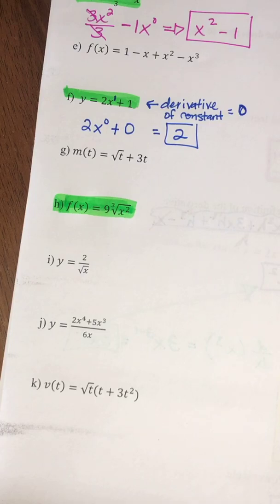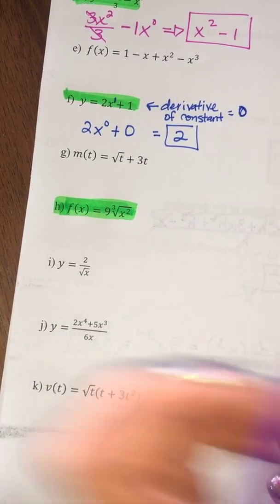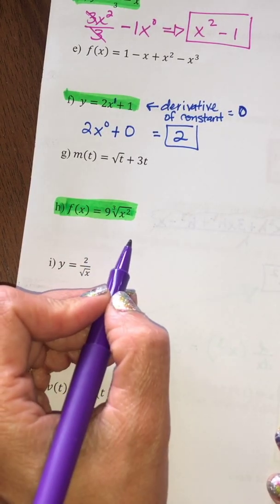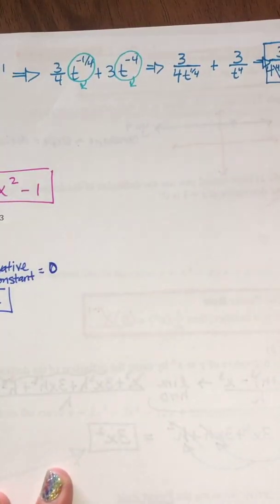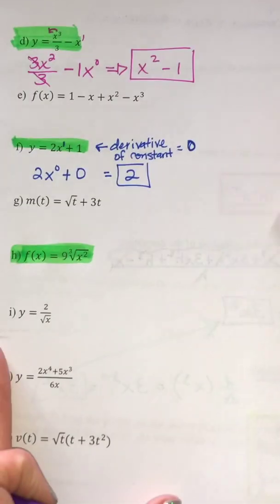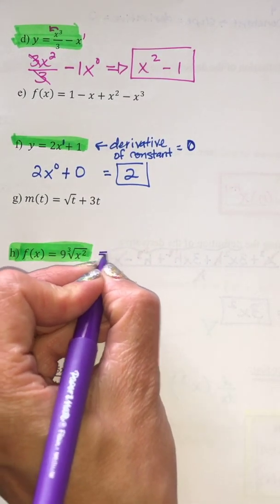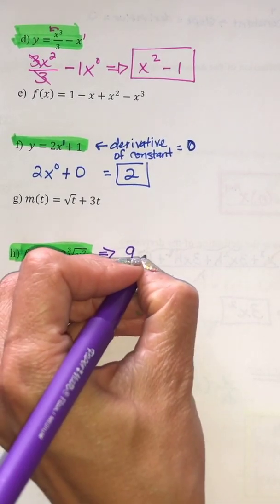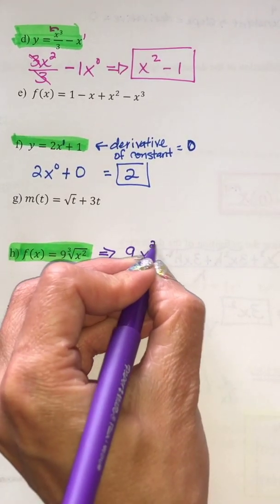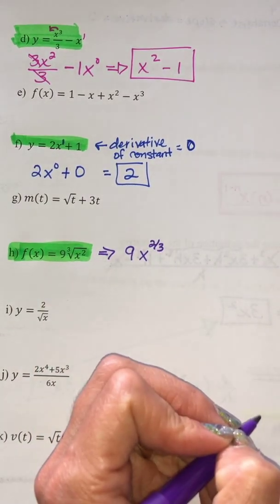All right, so let's try this one. f of x equals 9 times the cubed root of x squared. So in order to do this, we have to rewrite the problem. We have to remember what it means to have a third root of something. So that means, just like we did up here, you know how we converted the 1/4 power to the 4th root of t? We're going to do that same thing. We're going to convert this radical into a fractional exponent. So this is going to give us 9x to the 2 because it's x squared, but because it's a cubed root, it's to the 2/3 power.